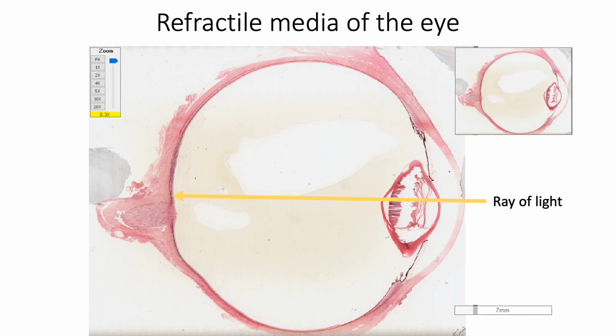Before reaching the retina, the light has to pass through a set of structures in the eye that make up the transparent refractile media of the eye. These structures, which form the refractile media of the eye from before backwards, are cornea, aqueous humor, lens, and the vitreous body.